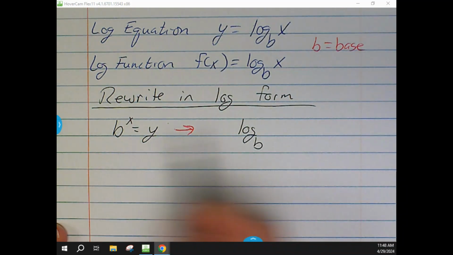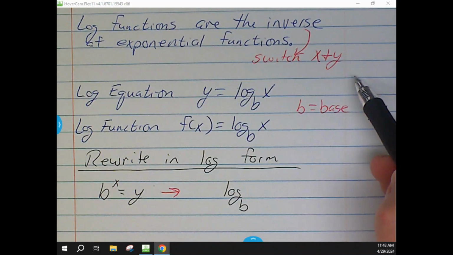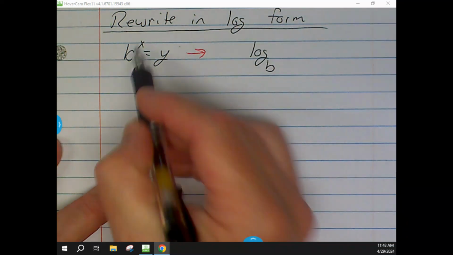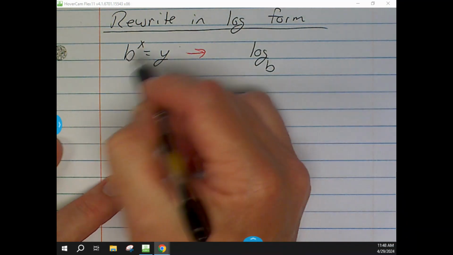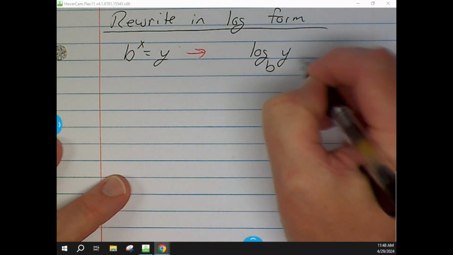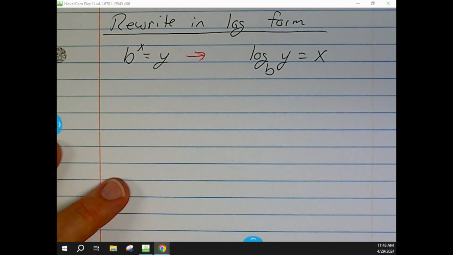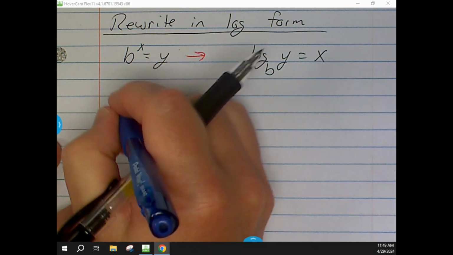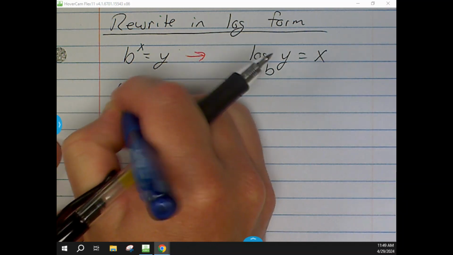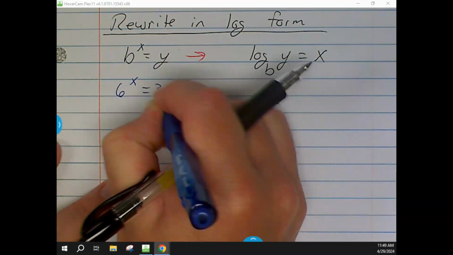And then all you have to do, this is where we do the inverse part, is switch x and y. So you just switch where the x and the y are. The b is like the exponent on the x. Now we put the y here, and then the x goes over there. So if you throw numbers in there, let's say we're doing 6 to the x equals 36.